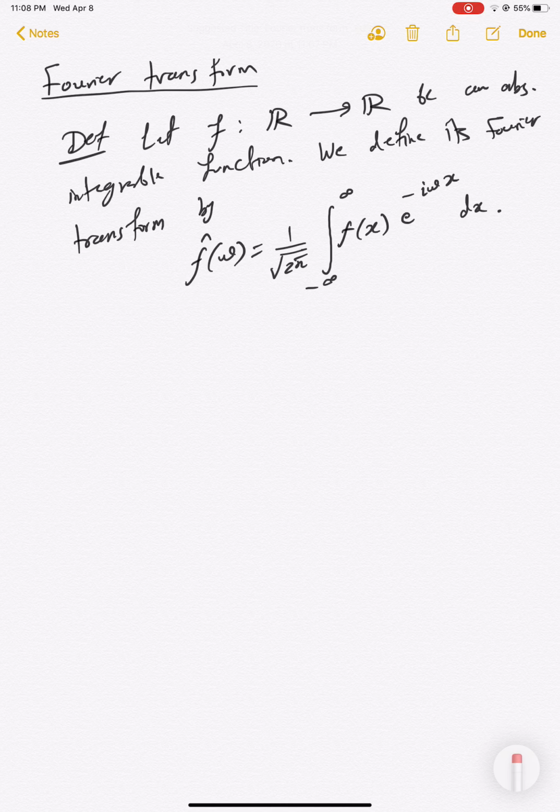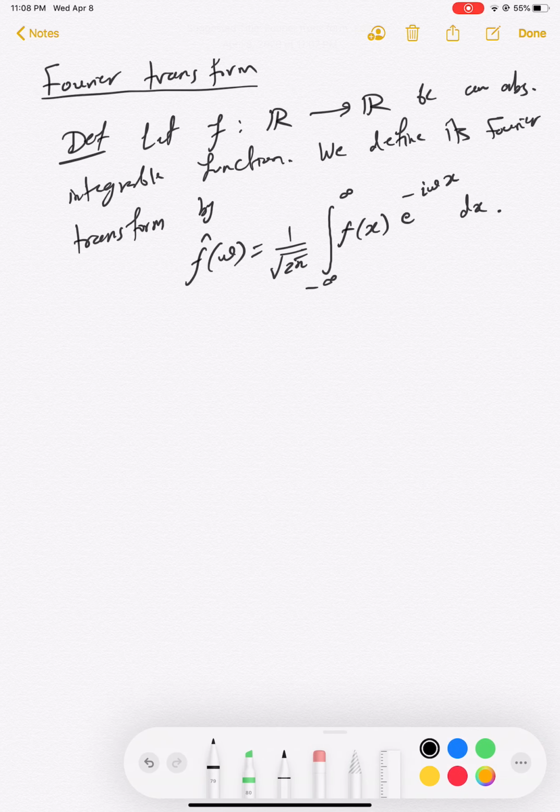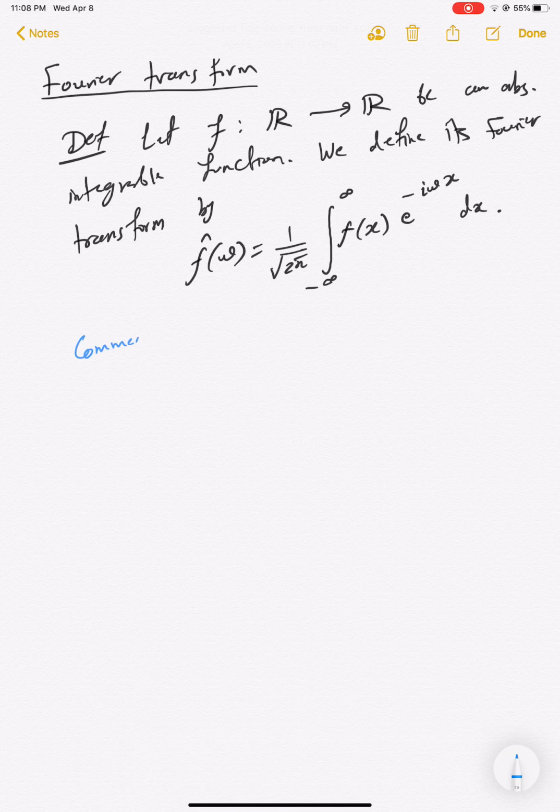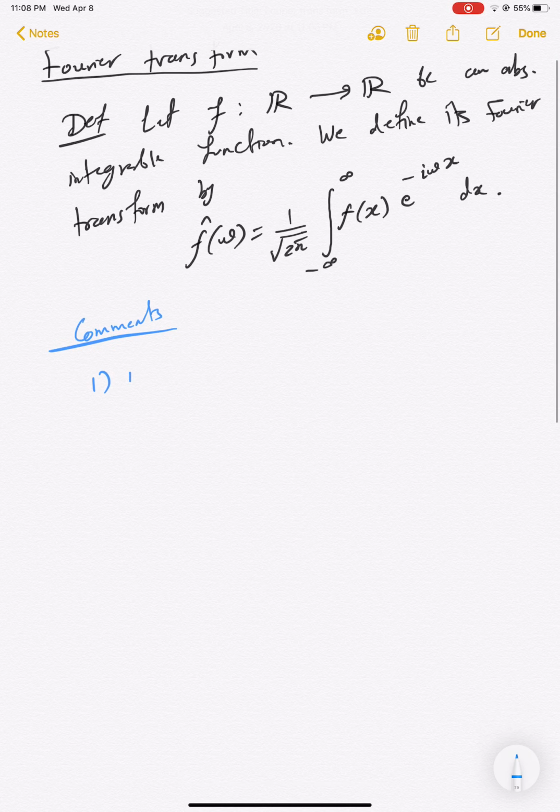Okay, so this is our definition of the Fourier transform. So before doing any examples, I like to have some comments. Comments, remarks, call them anything you like. So the first thing, what do we mean by saying that a function f is absolutely integrable?